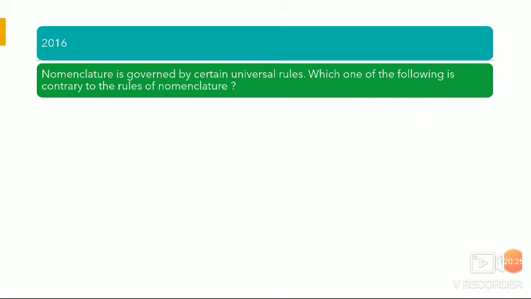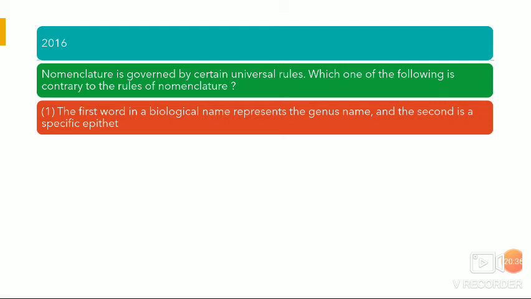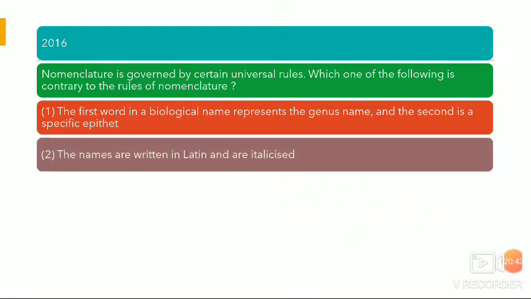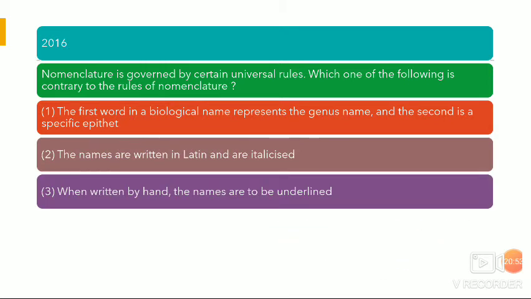Then comes 2016. Nomenclature is governed by certain universal rules. Which one of the following is contrary to the rules of nomenclature? The first word in a biological name represents the genus name and the second is a specific epithet. We know this is right. We have to check which one is contrary or which one is wrong. The names are written in Latin and are italicized. It is also right. Then comes when written by hand, the names are to be underlined.